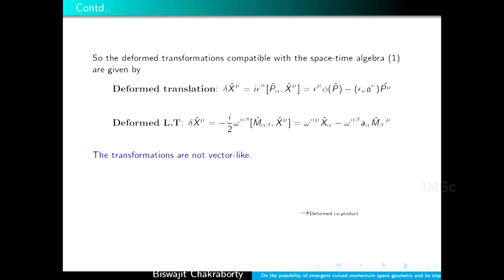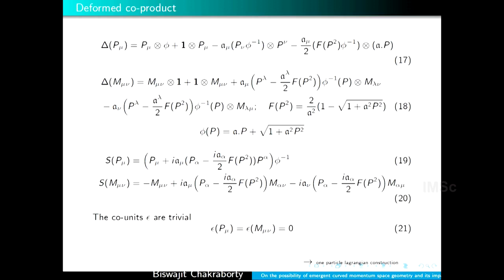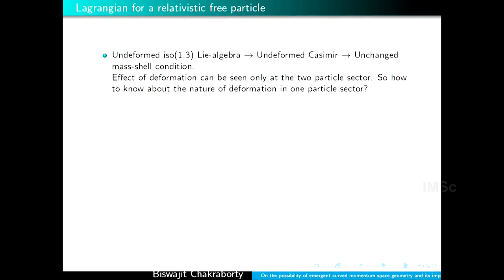So the deformed transformation compatible with the spacetime algebra is given like this. You can just apply this commutator and find that the deformed transformation is given like this, and the deformed Lorentz transformation is also given like this. And clearly the transformations of, say, axes do not transform like vectors anymore. And I just show you the deformed coproduct, which is basically necessary if I want to discuss multi-particle systems, which I am not going to discuss here. So I skip through this, which is available in the literature.